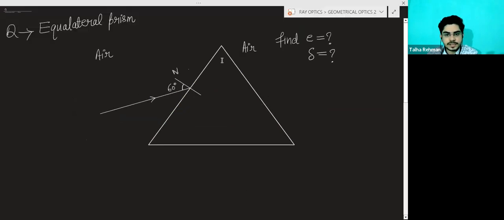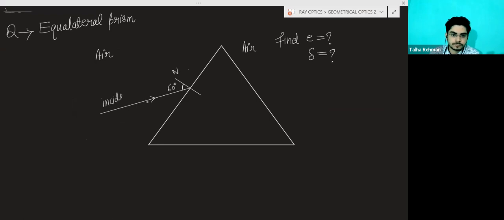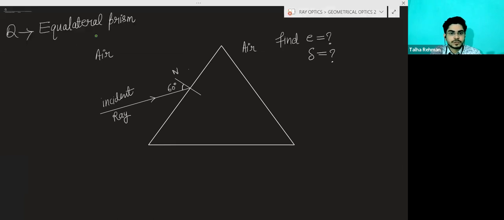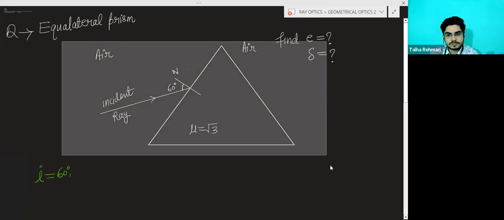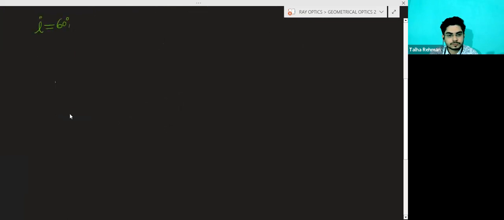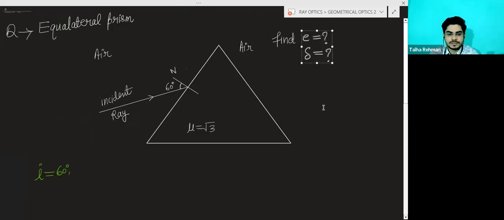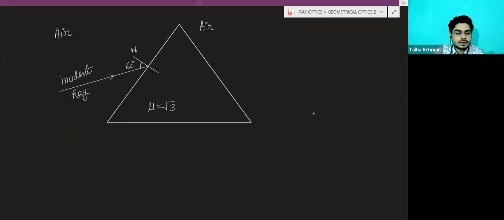In this question, this is an equilateral prism, and this is the incident ray, and this is the normal to this surface of the prism. The incident ray is making an angle of 60 degrees. What is given here? Angle of incidence is given as 60 degrees, and the refractive index of this prism is given as root 3. We have to find the angle of emergence and angle of deviation.